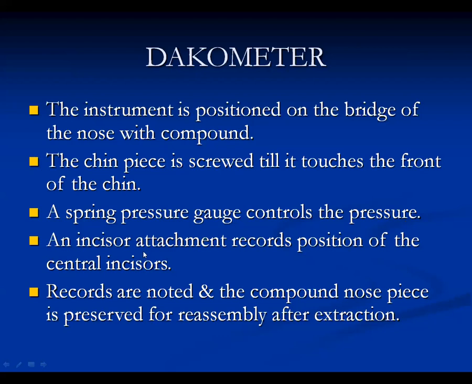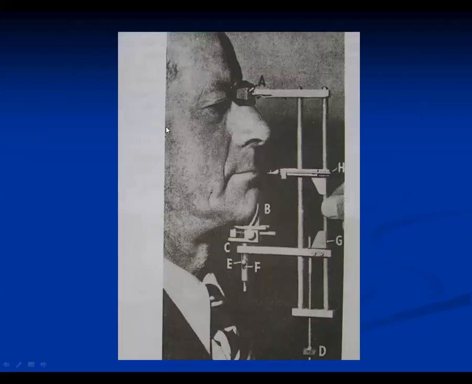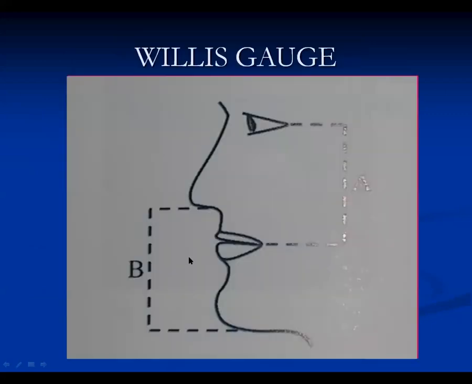An incisor attachment records the position of the central incisor. The records are noted and the compound nose piece is preserved for assembly after extraction. Like this. This is a dacometer-like instrument. This incisor. So one of the instruments can be used. This is a Willis gauge base, just like this.